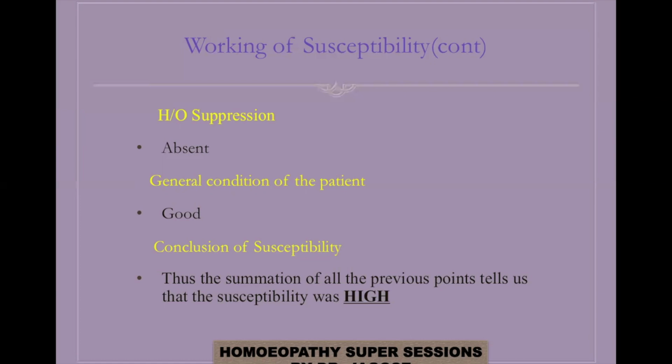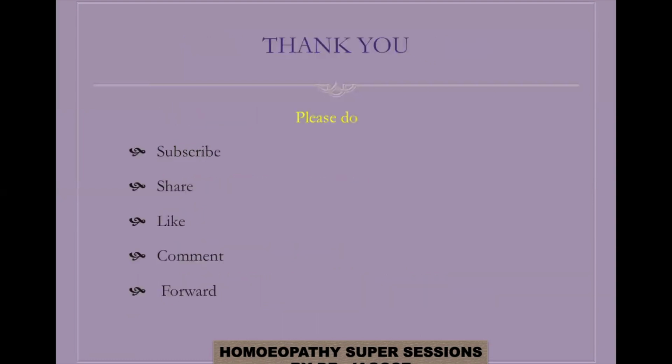So if you go through all these 7 points, you are getting a conclusion that the susceptibility is high. Therefore, from the summation of all these 7 points, we have come to the conclusion that the susceptibility is high. This is how you have to work out every case, whether it is an acute case or whether it is a chronic case. This will tell you how to work out the state of susceptibility clinically or at the bedside.